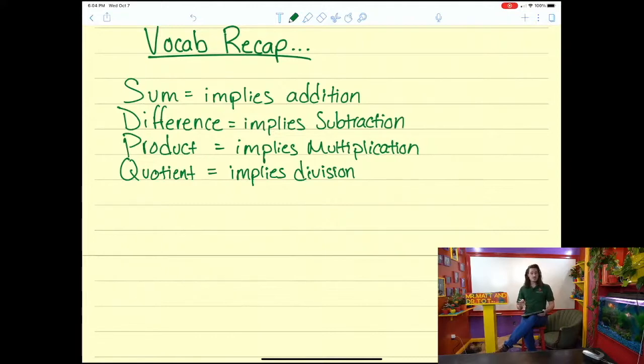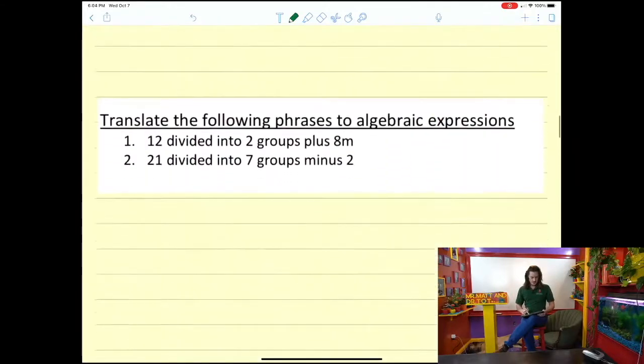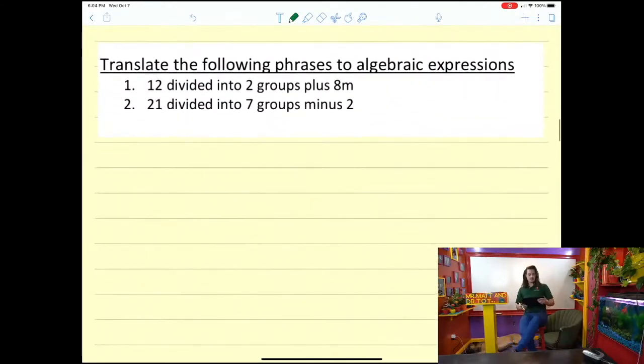So if there's any questions, please let me know. I want to jump right in, and I'm going to give you 4 minutes. I'd like you to translate the following phrases into algebraic expressions.